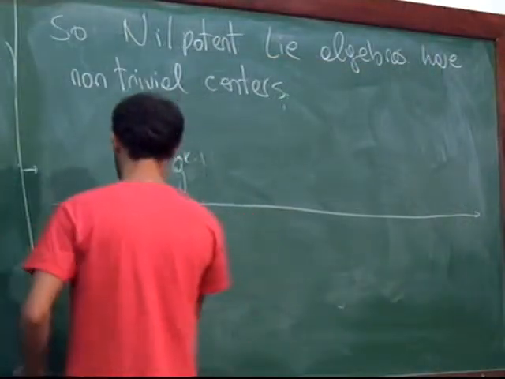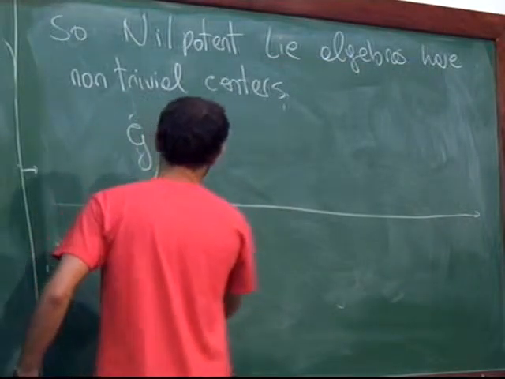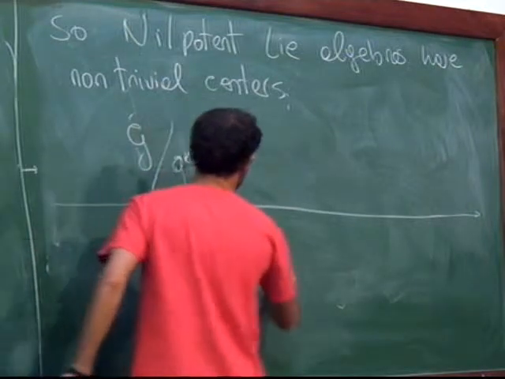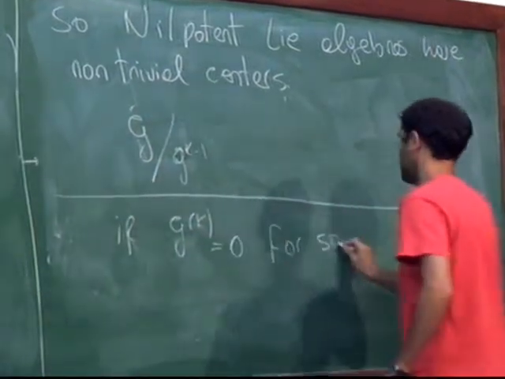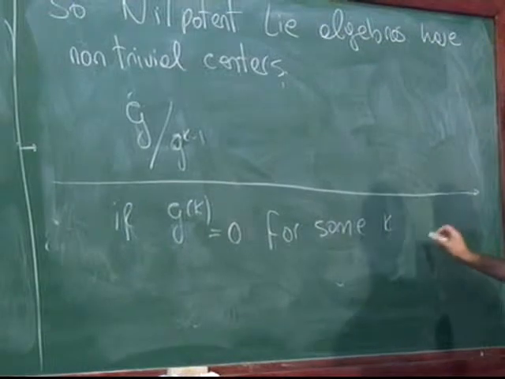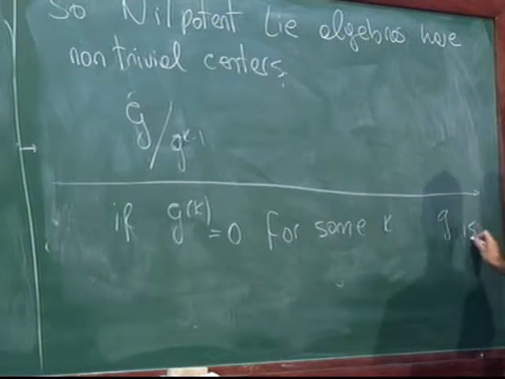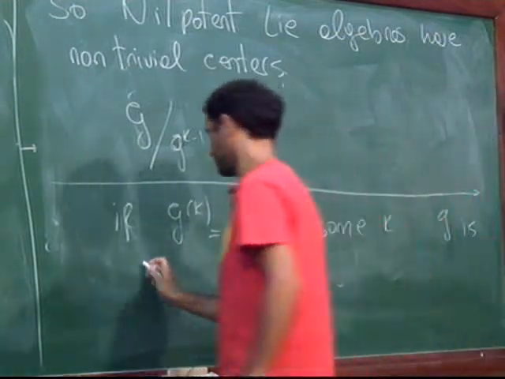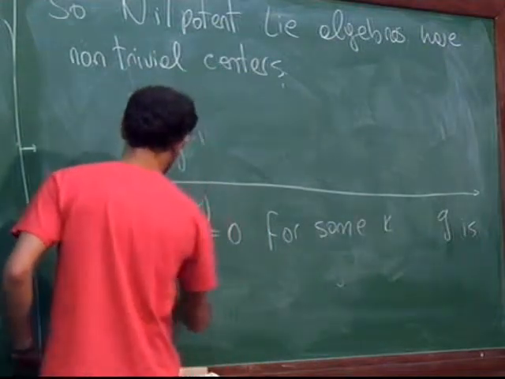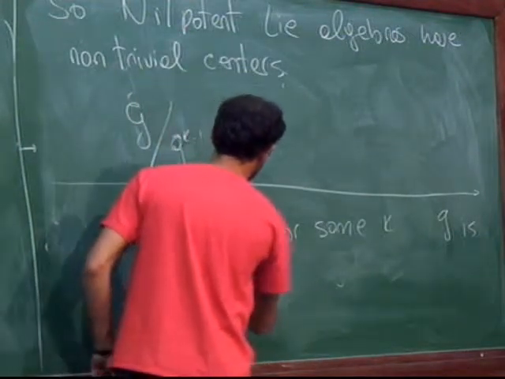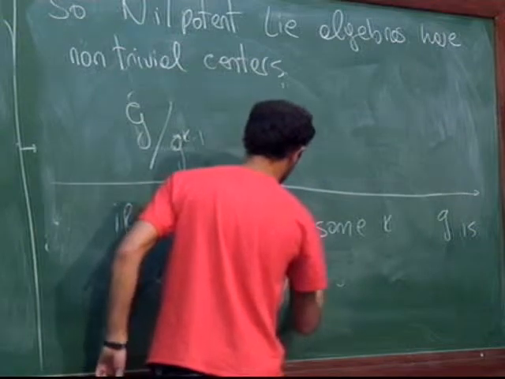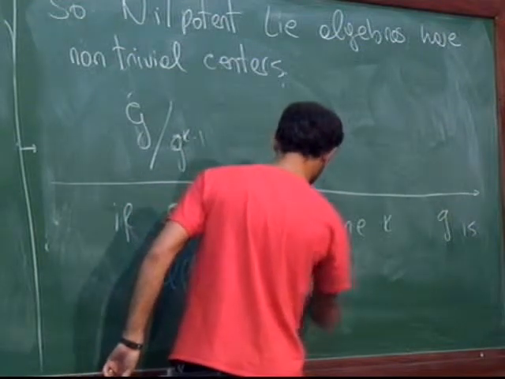So if g_k is equal to 0 for some k, G is called solvable.